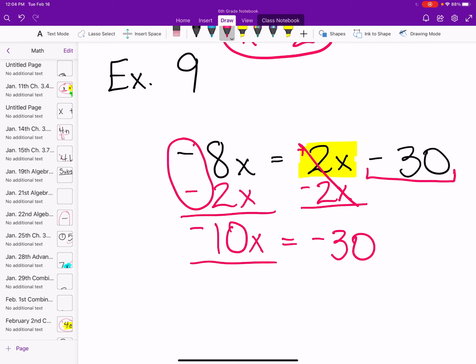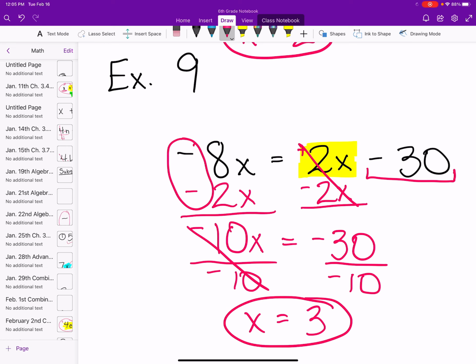Opposite of timesing by negative 10 is dividing by negative 10 on each side. Two negatives when I'm multiplying and dividing make a positive. So my answer is x is equal to a positive 3.